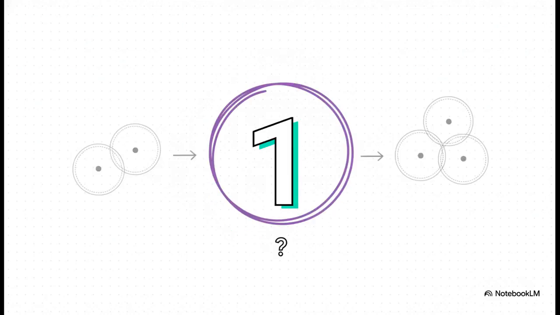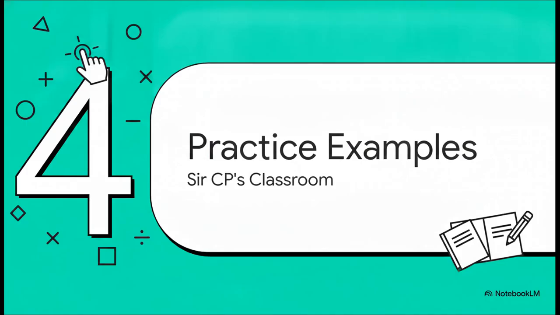And equally important, we have the ultimate exception, the number 1. 1 is completely unique because it is neither prime nor composite. Remember our strict rules? Prime numbers need exactly 2 factors, and composite numbers need more than 2. Well, the number 1 only has a single factor, itself, so it sits in a category all on its own. Finally, Section 4, putting it into practice.